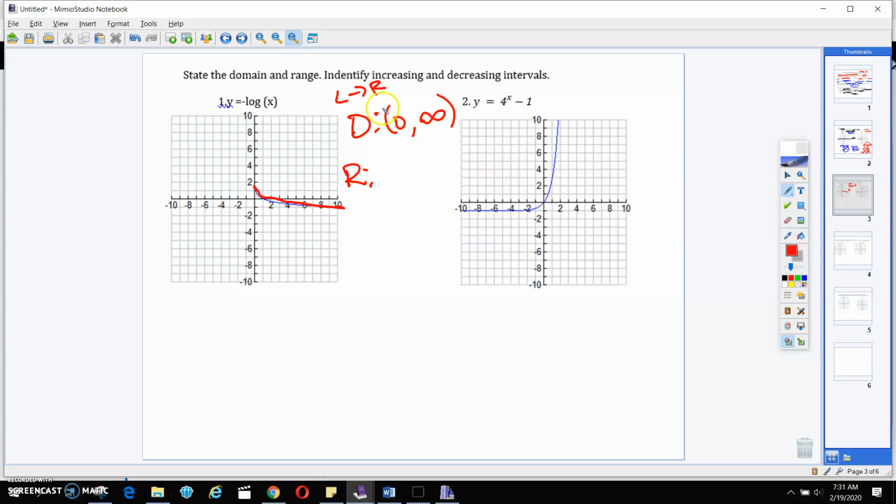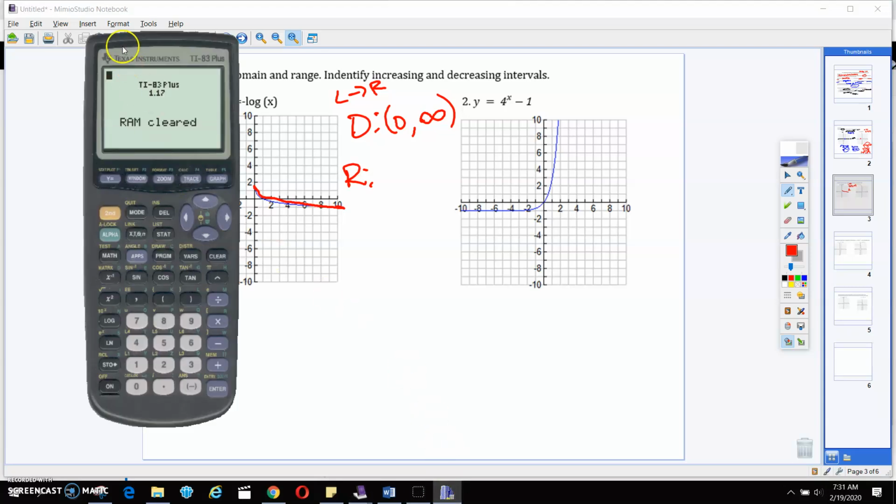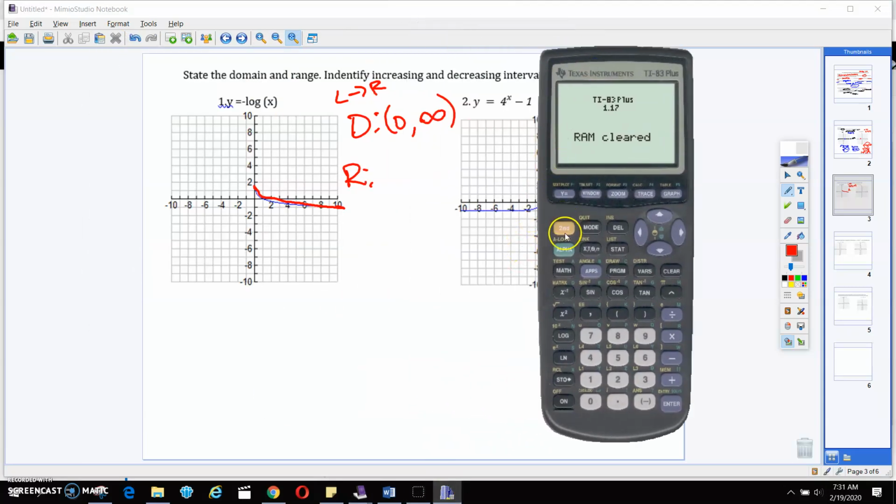Now, I put a parentheses here because if we type this equation into our calculator, we're going to hit y equals, we're going to hit negative log of x, and we go to second graph, we see at x equals 0, what is the y? Error. So, with that being said, we're not going to include 0. Okay?